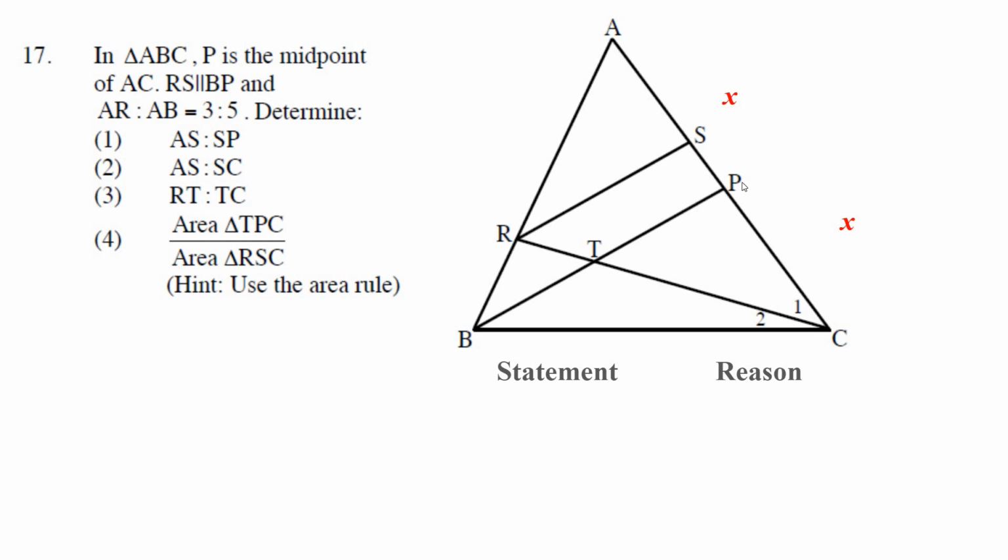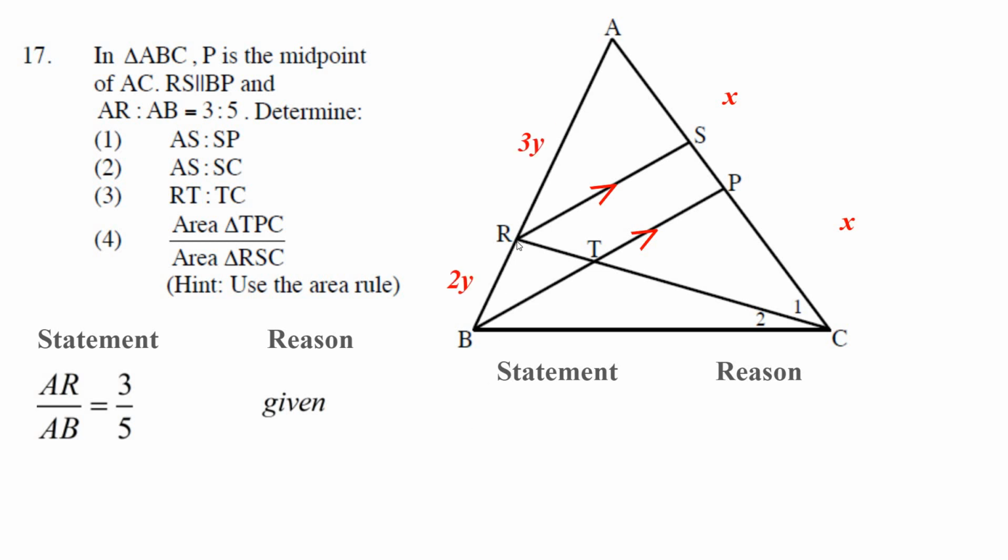So you know that AP is X and PC is X. We know the ratio on that side. RS and BP are parallel, right, in the little parallel marks. And AR to RB, AR to the long side AB, is in a ratio of 3 to 5. So we can write 3 to 5. And that's given. But that means we can write 3y here. The only way this can be 5 is for that to be 2y. 3 over 5. 3 to 5.